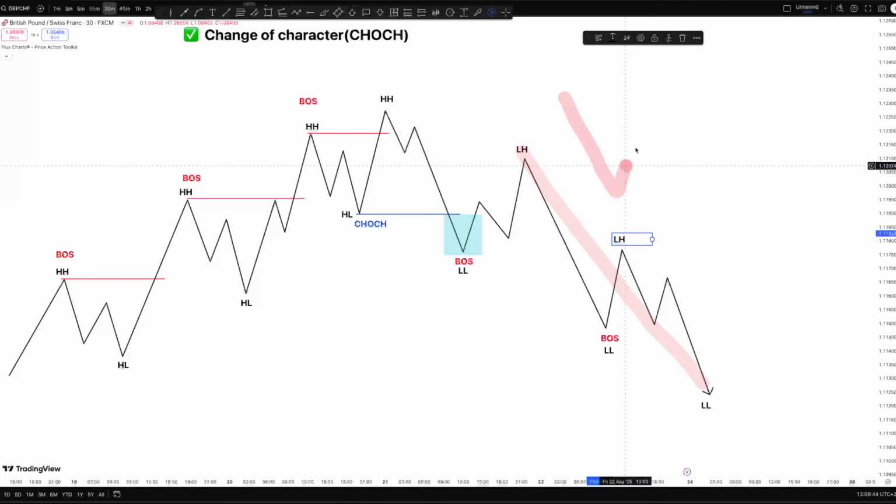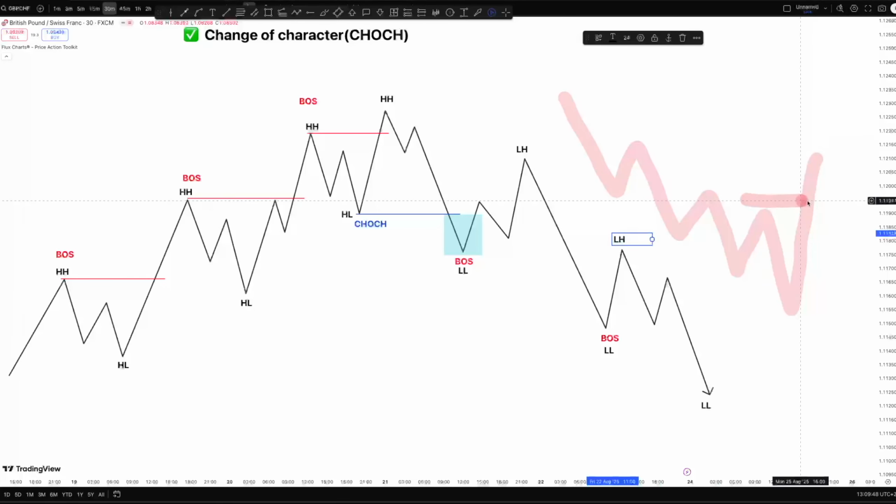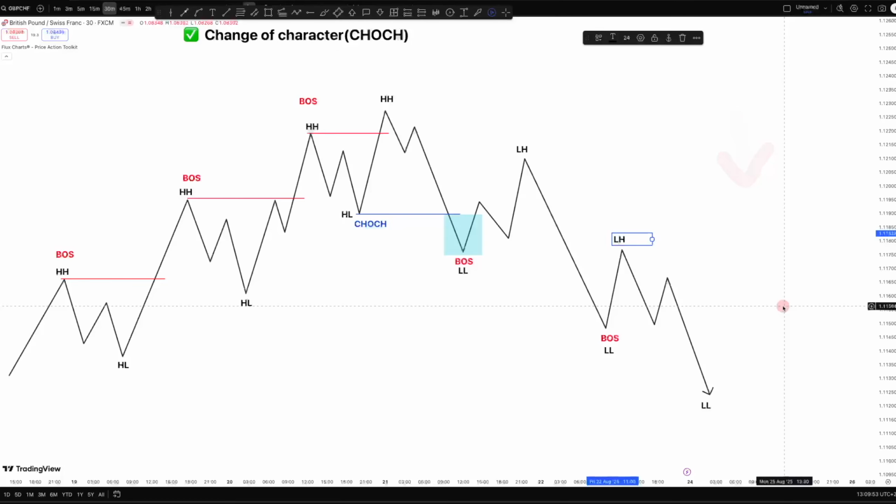If we have something like this, we are moving to the downside, and then suddenly we break the structure like this. This will be your change of character. I'll show you an example on a real chart.